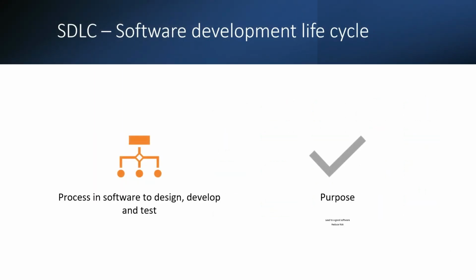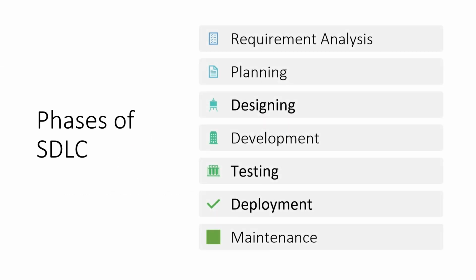And after that, we came to SDLC. SDLC is a set of processes that we follow while developing, testing and delivering software. The main purpose of SDLC is to give good software to the market, and since it is a process, we have a clear picture of what to do if we face any risks. We saw the phases: requirement analysis, planning, designing, development, testing, deployment, and maintenance. Is this fine, or do you want me to continue with the other part also?